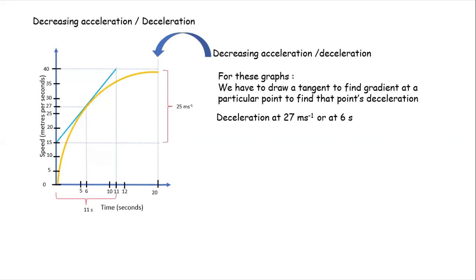So we can see x and y. The x gap is 11 seconds, and the y gap is 25 meters per second. So a = (v − u) / t. a = (15 meters per second − 40 meters per second) / 11 seconds. So a = −25 meters per second divided by 11 seconds. a = −2.2727 meters per second squared.